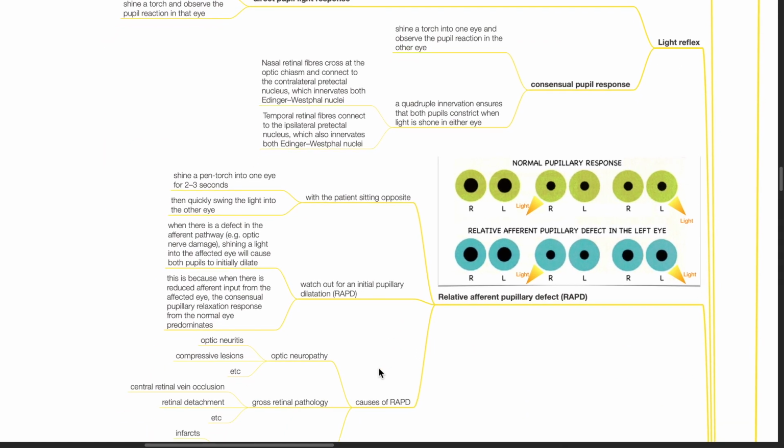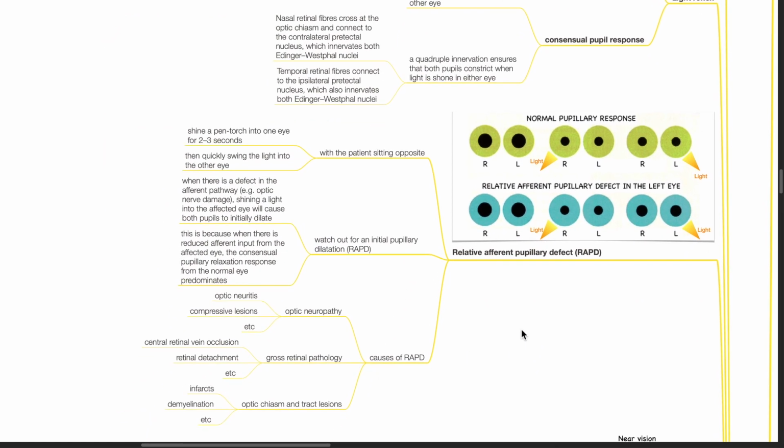Relative afferent pupillary defect (RAPD). To test for this, with the patient sitting opposite, shine a pen torch into one eye for 2 to 3 seconds and then quickly swing the light into the other eye. Watch out for an initial pupillary dilation.